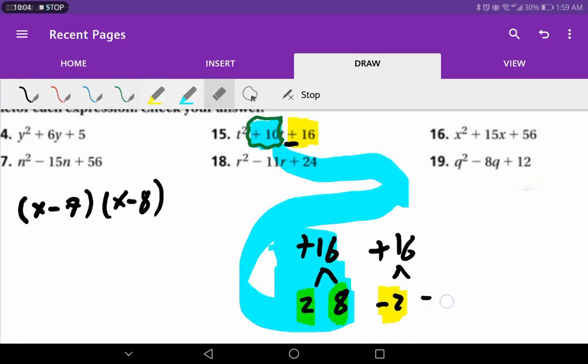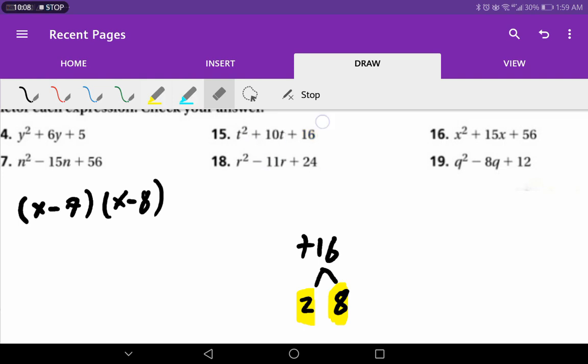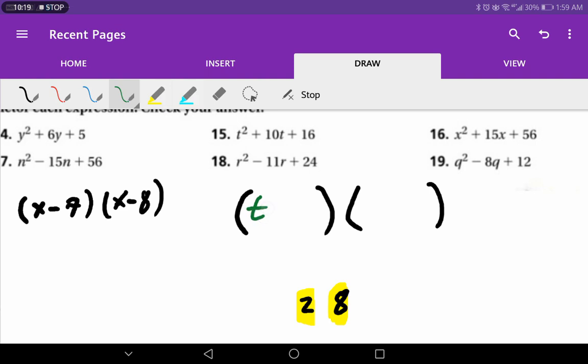And erase this one. You are correct, my boy. You are correct. So I will draw parentheses like this and write the letter, which is T this time, and write what? Positive 2, because it is positive actually, and positive 8. Okay, be careful, my dear student.